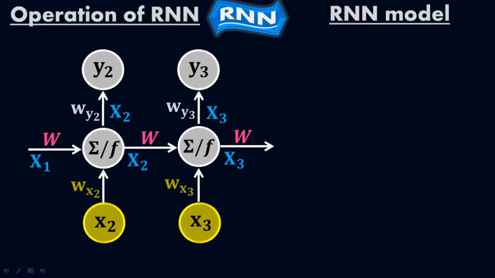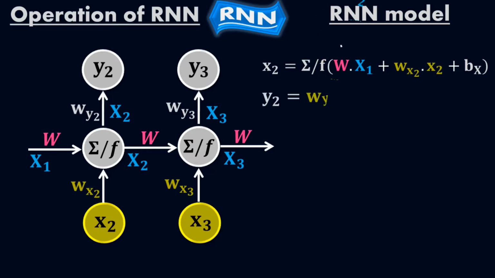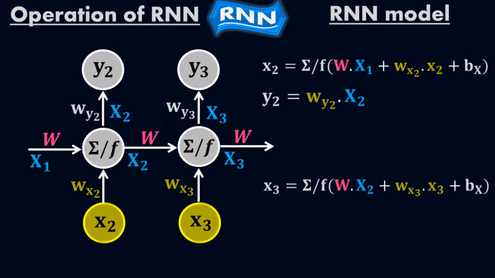Mathematically, I can write x sub 2 equals summation or f of weight times x sub 1 plus w sub x2 times x sub 2 plus b sub x, where y sub 2 equals w sub y2 times x sub 2. And then x sub 3 equals summation over f of weight times x sub 2 plus w sub x3 times x sub 3 plus b sub x, where y sub 3 equals w sub y3 times x sub 3. Look, this is the mathematical expression of this RNN model operation.